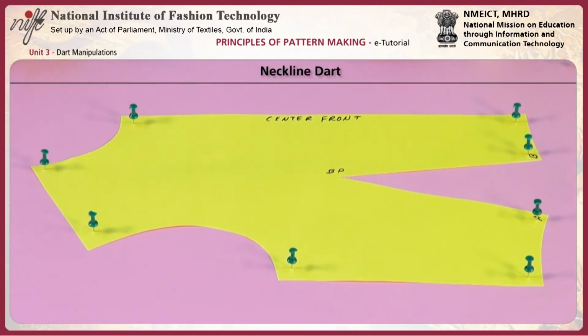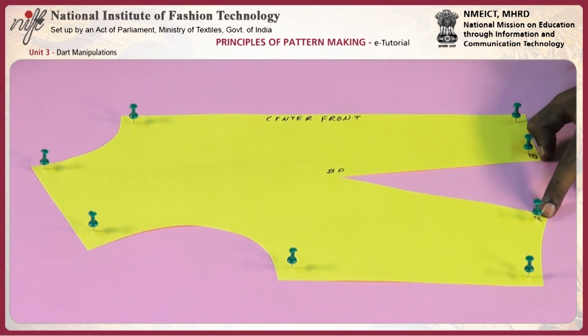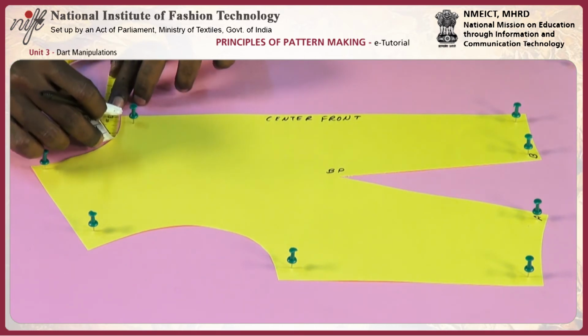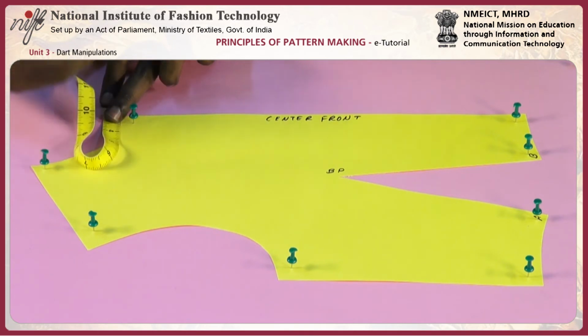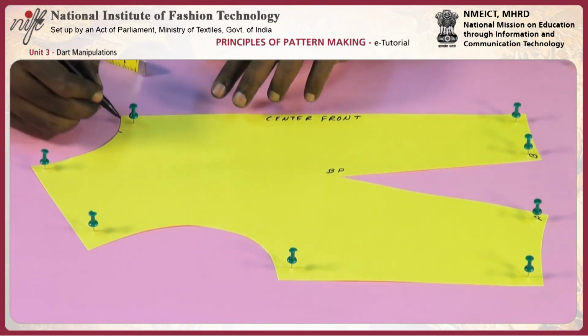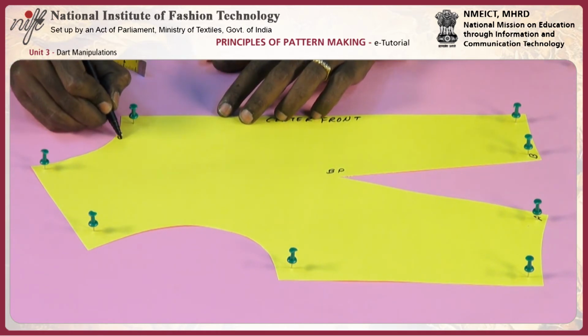Now we are going to make neckline dot. For this, use single waist dot sloper and mark A and B at the waist dot legs. Decide where you want the neckline dot. Here you can mark anywhere. I am marking 1 inch from the center front neckline. Then mark C.